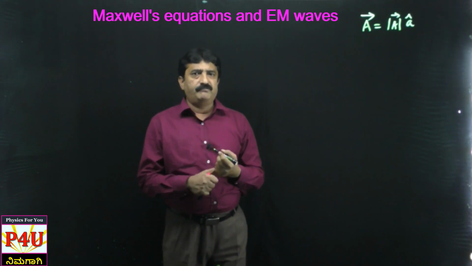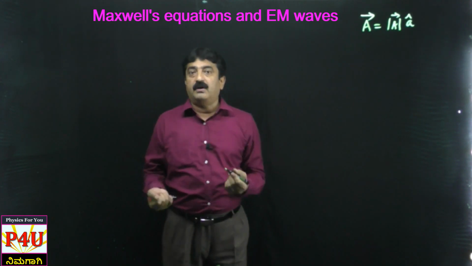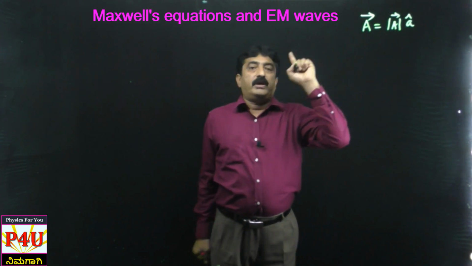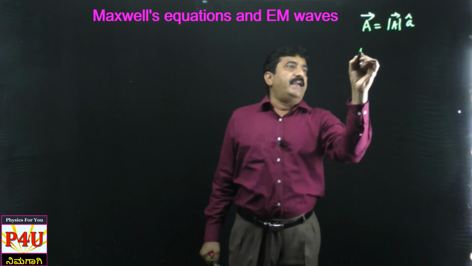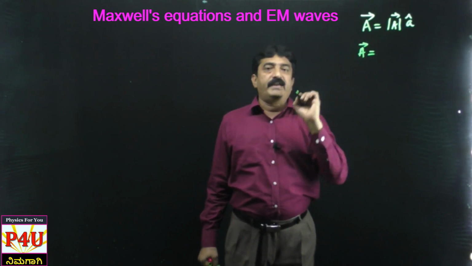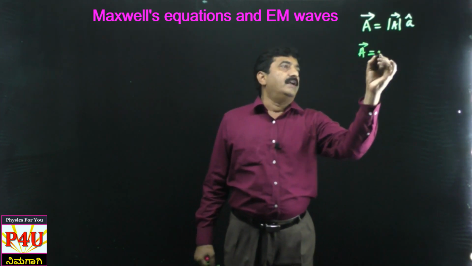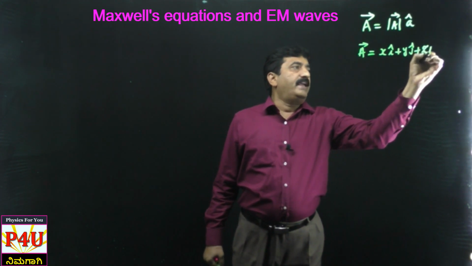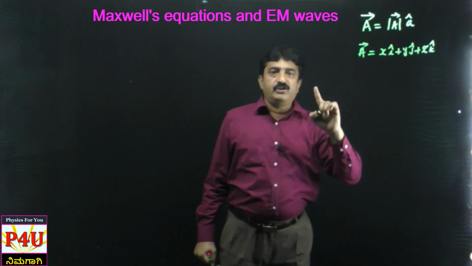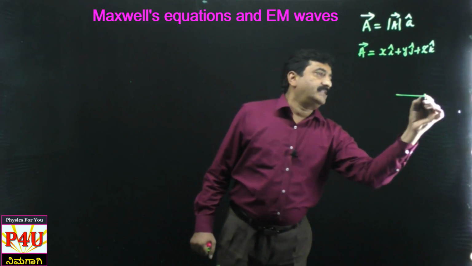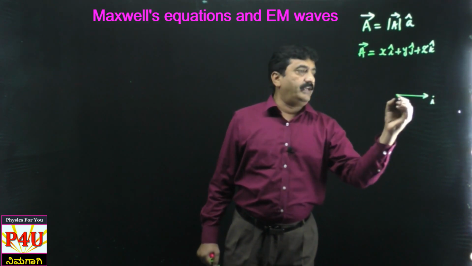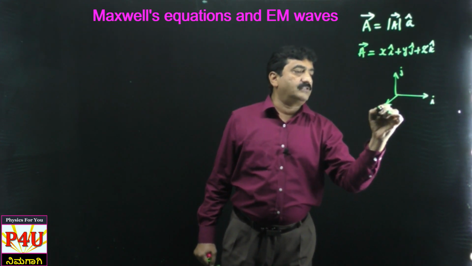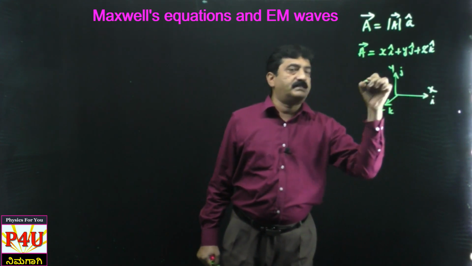There are different types of vectors, and already you have enough knowledge of the fundamentals of vectors. Any vector, for example vector A, is represented in terms of x, y, z coordinates: x i cap plus y j cap plus z k cap. Here i, j, k are the unit vectors. This is the x axis unit vector, this is the y axis unit vector, this is the z axis unit vector.